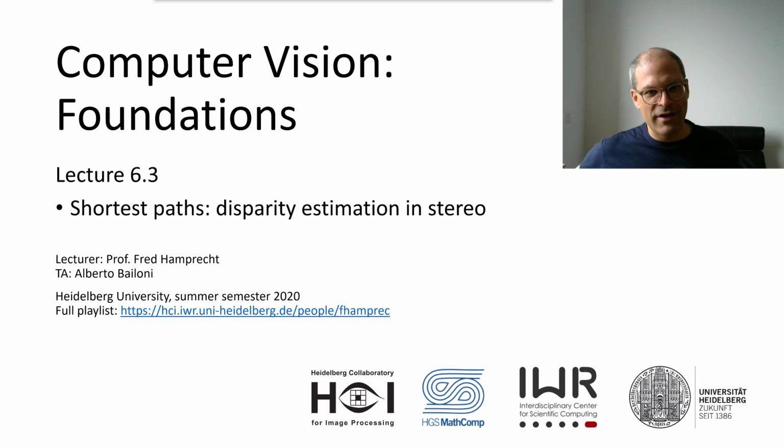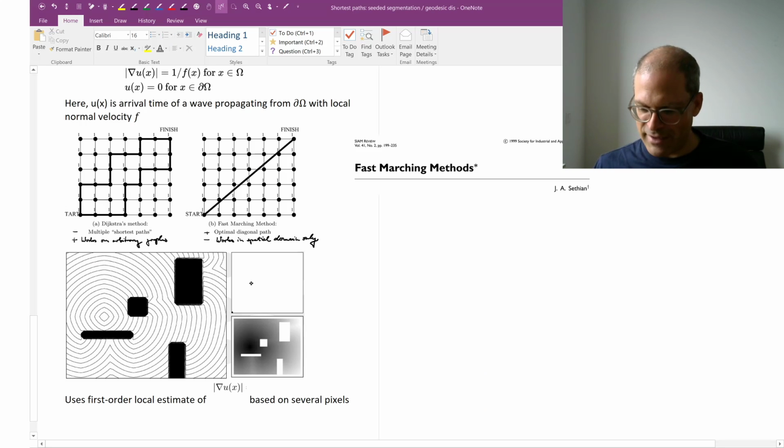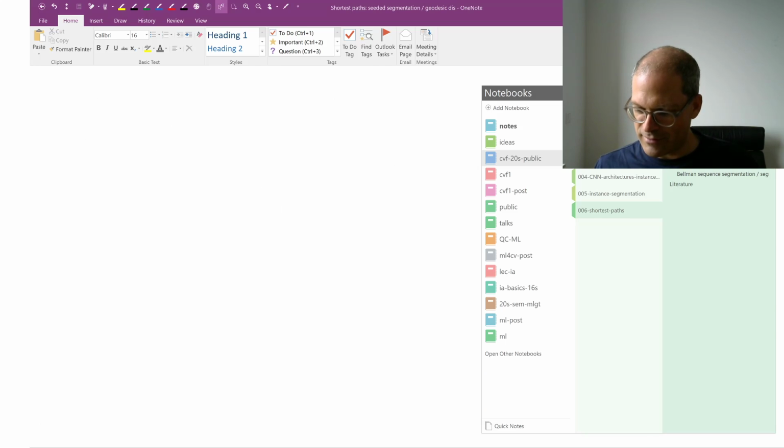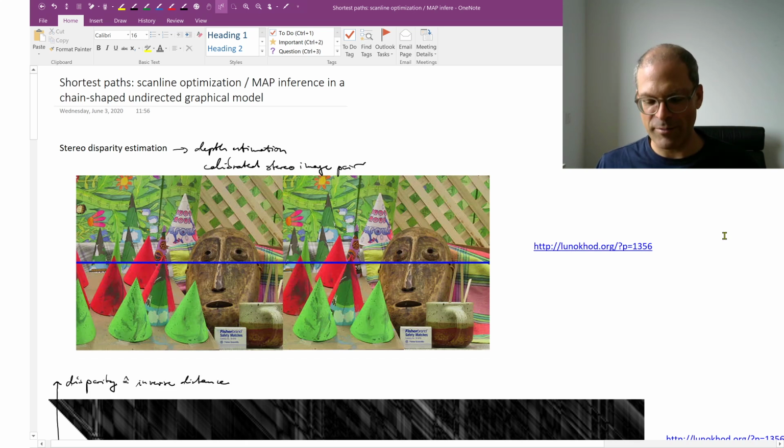Good. Now I want to show you a different application for shortest path, namely where shortest paths are used to estimate a discrete state. In particular, a state in an undirected probabilistic graphical model where the nodes are a chain, where they are a straight line segment. All right, and that maybe sounded more complicated than it really is. So I will motivate it using this example here.